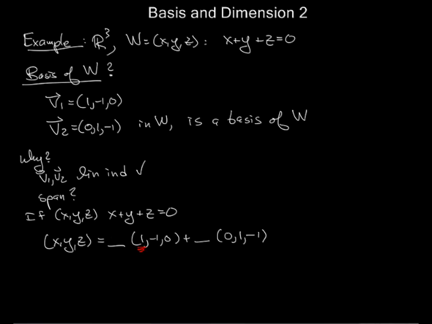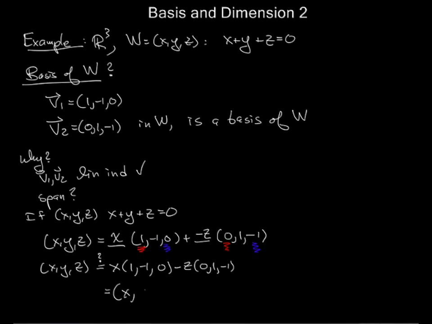And if you look at the first coordinate, since there's a 1 here and a 0 over here, the only way you can get an x in the first coordinate is by having an x here, and similarly, looking at the last coordinate, I must have a minus z here. So my only hope is if I can write this vector as x times this minus z times (0, 1, -1). So the question is, is this really true?